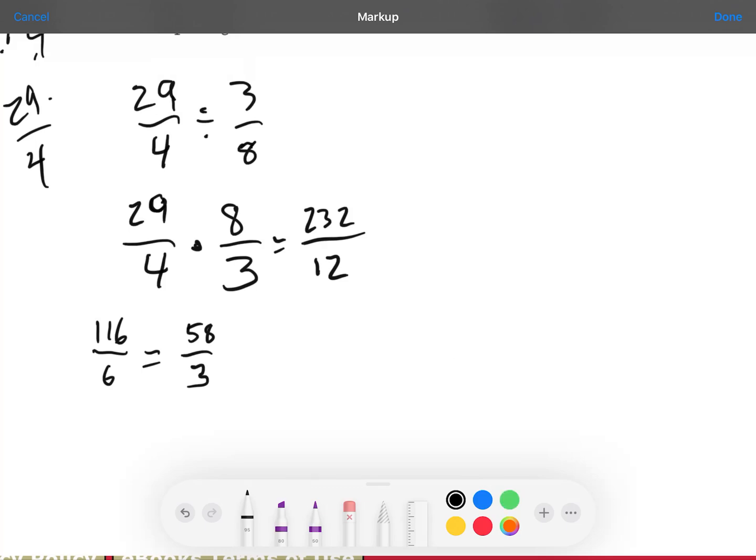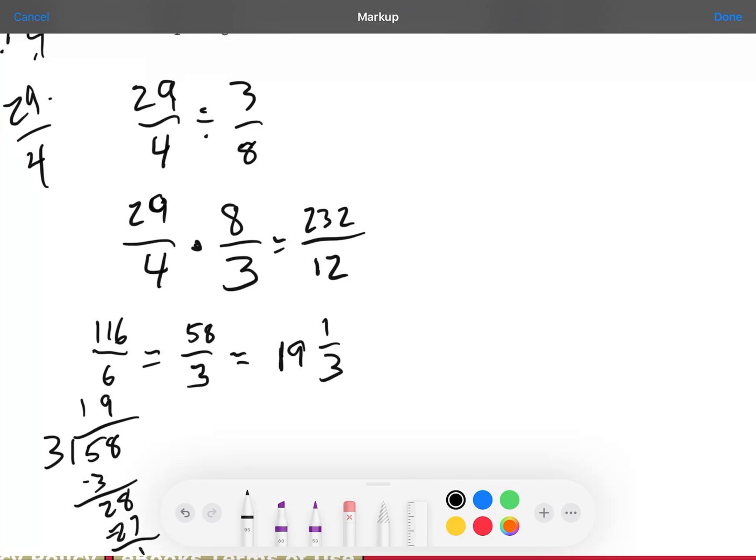Now I just need to simplify that fraction. I can't do anything else further with that. So how many 3's go into 58? Well, that would be 20, I'm sorry, sorry about that. I'm doing my remainder on there. We'll just show it here. Make sure I don't mess that up. 3 times 19 is 57. We'll subtract 1. That means that we have 19 and 1/3.